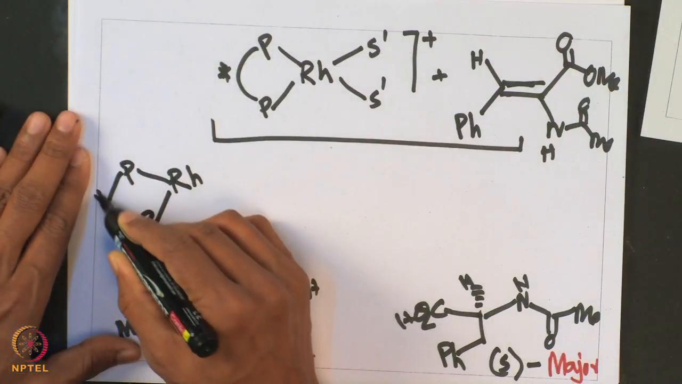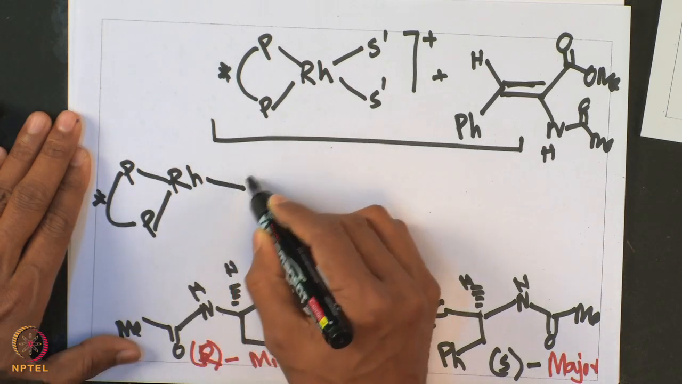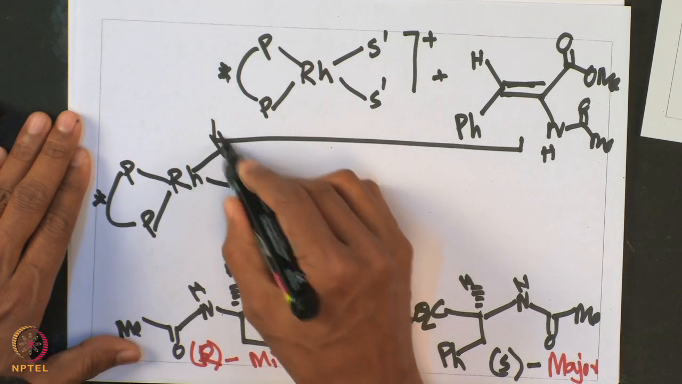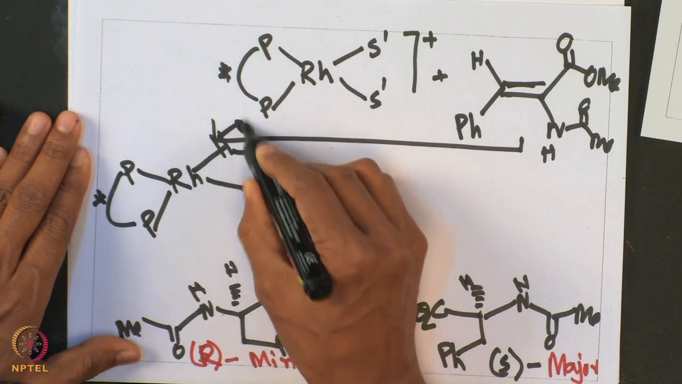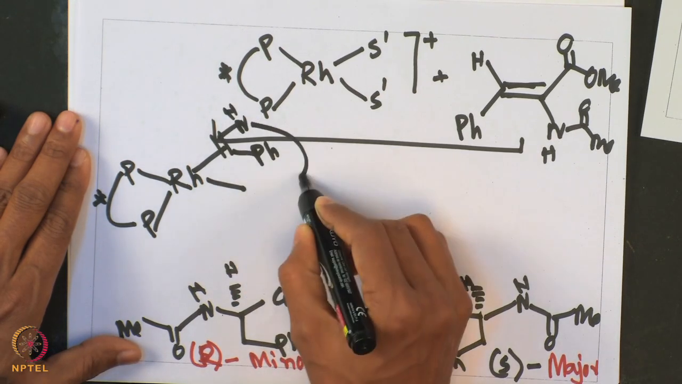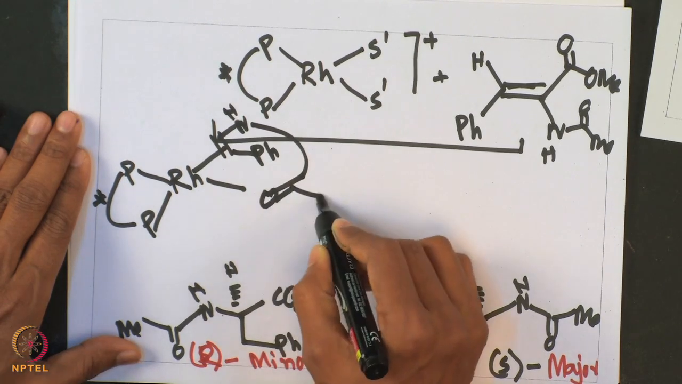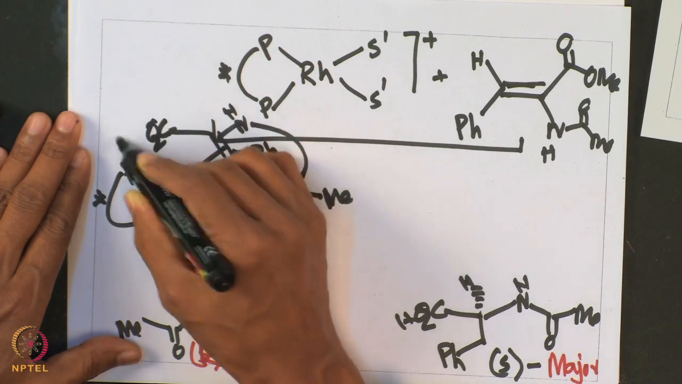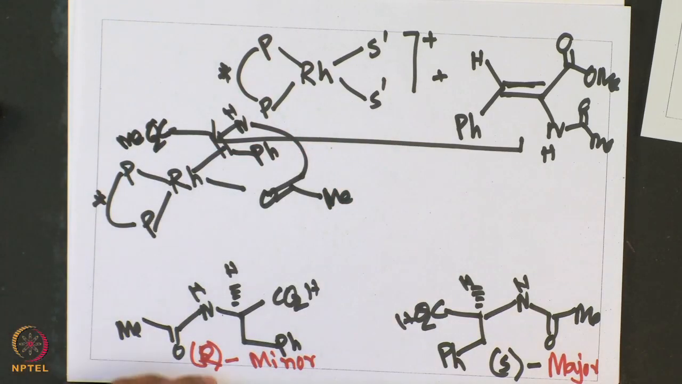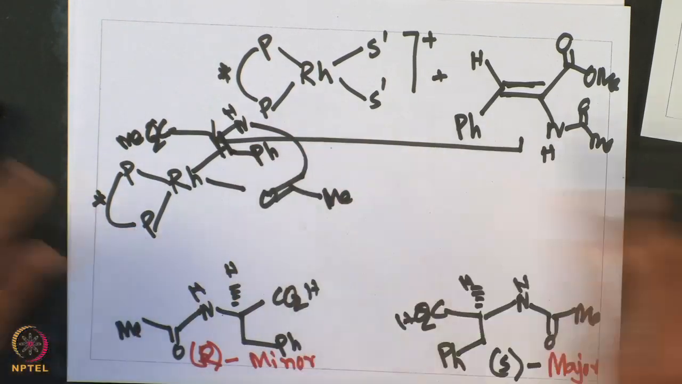The intermediate that was characterized is having this phosphine ligand, and we have seen that the olefin is coordinated in a fashion where we have NH over there and then COMe, and from this side CO2Me is attached. So, this is the olefin coordination.